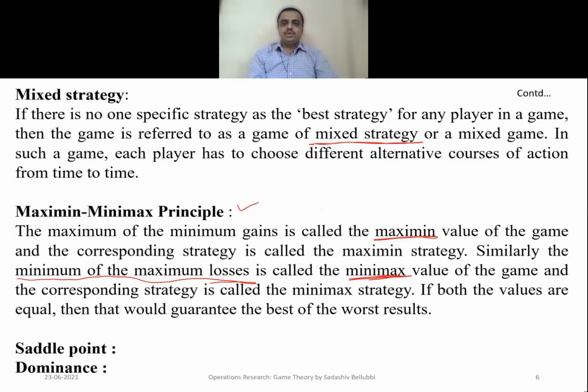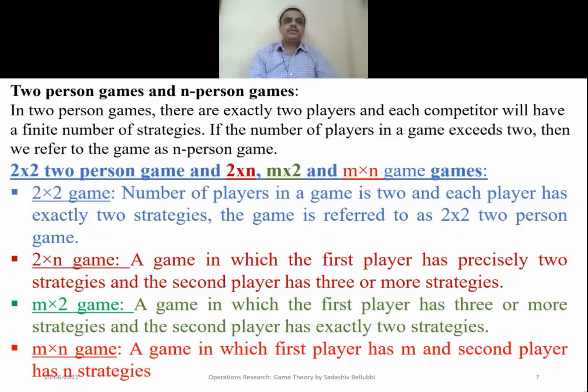Okay, a saddle point is when the minimax and maximin values are the same in a particular game, so that value we call a saddle point. Dominance means that out of all these strategies, any one strategy may be dominant, so we'll study that in the next sessions. Next are the two-person games and the n-person games. These are the different types of games.